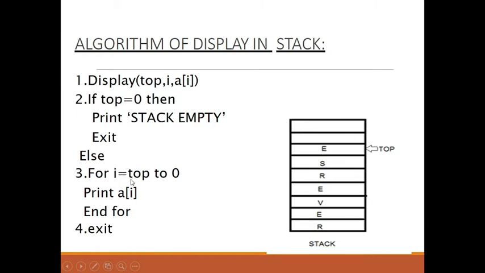So I equals top, which means 1, 2, 3, 4, 5, 6, 7. We'll start from 7 down to 0, or I should say 6, because a stack also starts from a 0 value, or index. So A of I will start from 6, then A of 5, A of 4, downward until we reach A of 0, which is R. That's how we display the content of the stack.